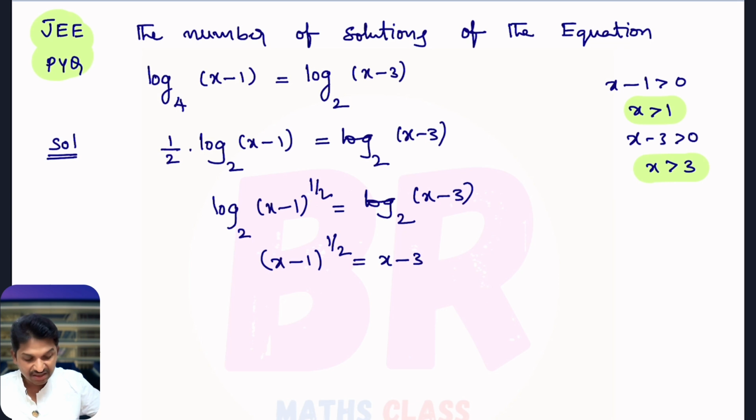Actually what they are asking? Number of solutions. That means we are trying to find x value. I'll square this on both sides. When I square this on both sides, here this 2 will get cancelled. This side it will become (x minus 3) whole square.